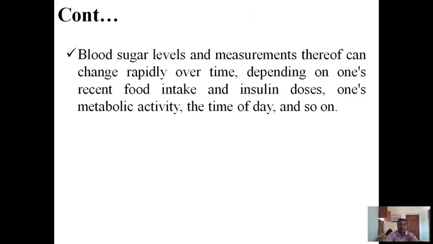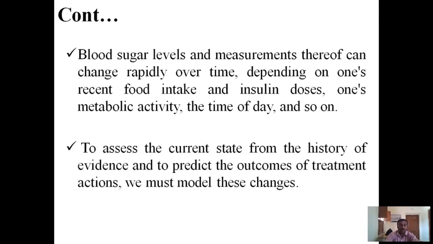Blood sugar levels and measurements thereof can change rapidly over time, depending on one's recent food intake and insulin doses, one's metabolic activities, the time of day, and so on. To assess the current state from the history of evidence and to predict the outcomes of treatment actions, we must model these changes. Second stage, states and observations.